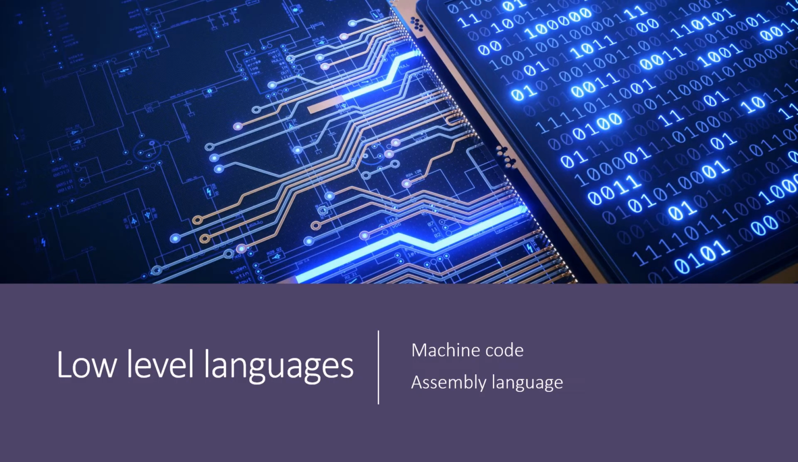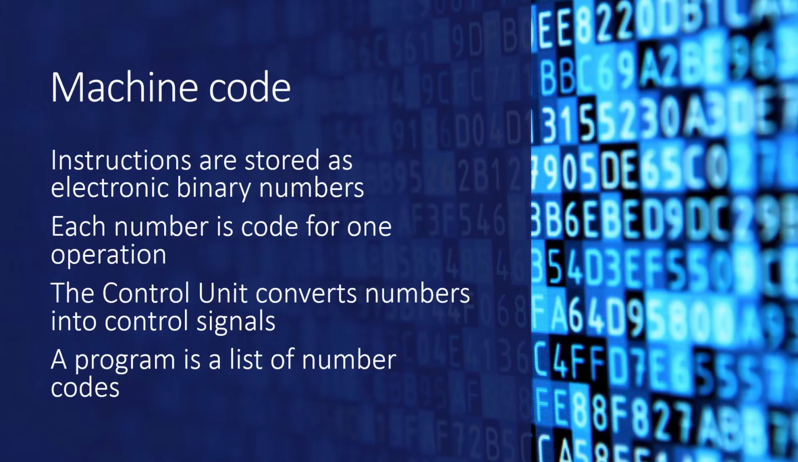Machine code and assembly language together are what we call the low-level languages. So let's learn a little bit more about what that means. In machine code, as I've said, the instructions are stored as electronic binary numbers, and each number is code for one operation of the computer. It can be converted directly one-to-one. Each number stands directly for one action of the processor.